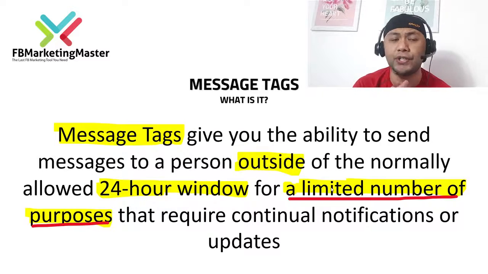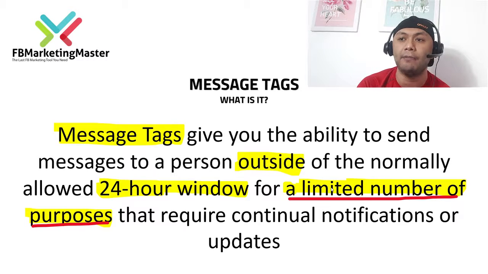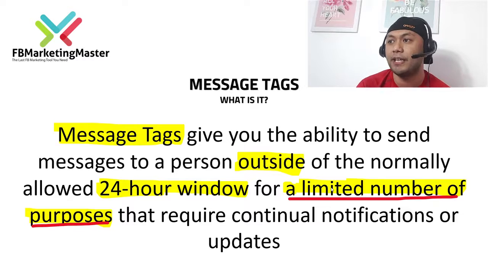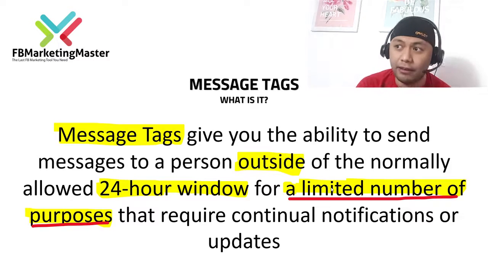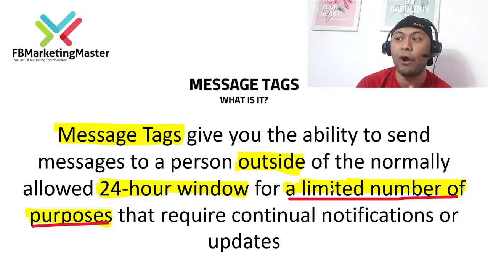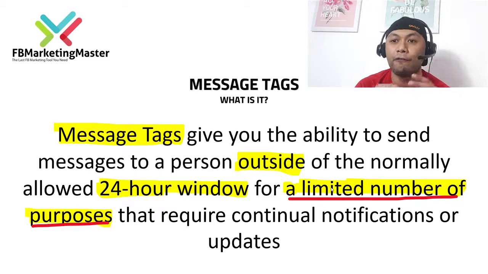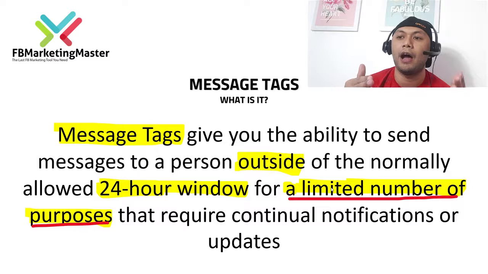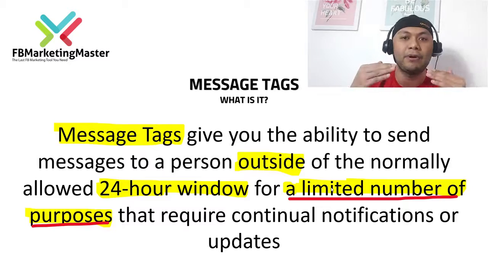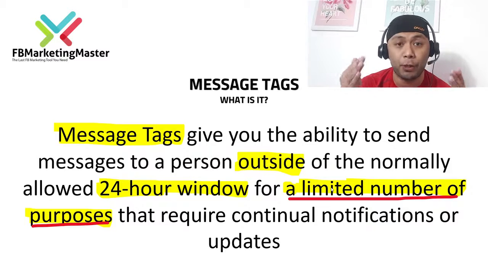Let's read first what Facebook has to say about message tags. Message tags give you the ability to send messages to a person outside of the normally allowed 24-hour window for limited purposes that require continual notifications or updates. So Facebook has given us the ability to send outside of the 24-hour window, but it is limited to certain purposes only. You cannot just send after the 24-hour window. You cannot just send any messages, any promotional. It must be in accordance with the allowed purposes of Facebook.